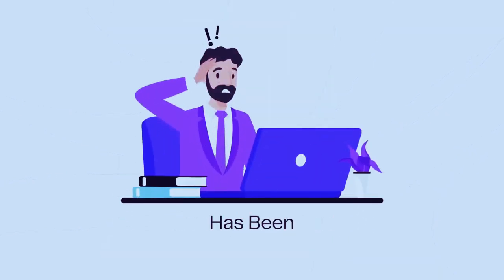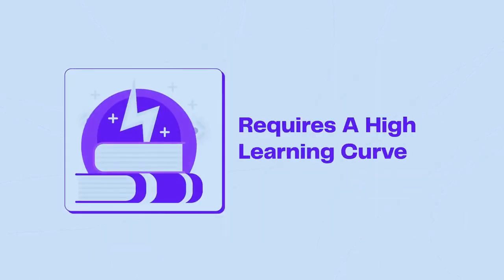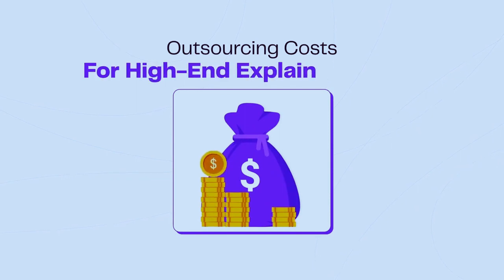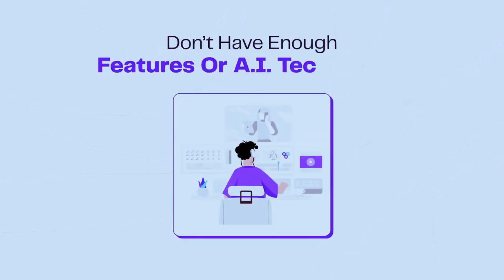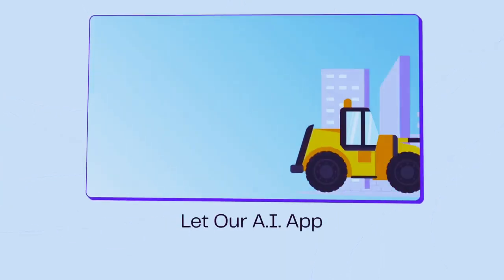Of course, up until now, creating high-end animated explainer videos has been super hard and time-consuming. Creating isometric animations requires a high learning curve. Outsourcing costs for high-end explainer videos have skyrocketed. Most video makers don't have enough features or AI technology.